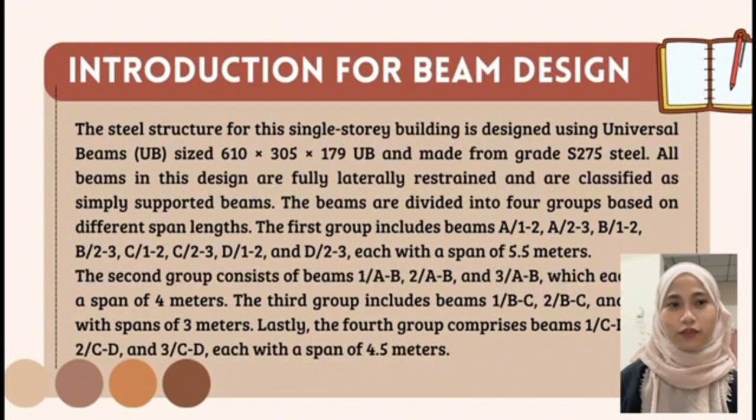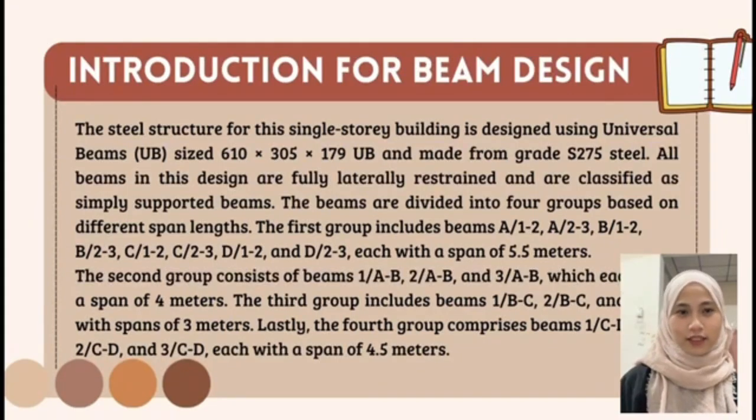For the introduction to beam design, the steel structure for this single-story building is designed using universal beam UB size 610 x 305 x 179 UB and made from grade S275 steel. All beams in this design are fully laterally restrained and are classified as simply supported beams.